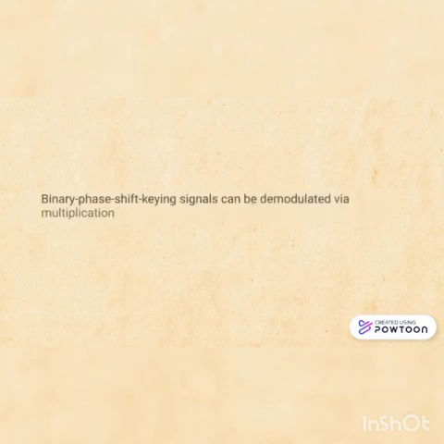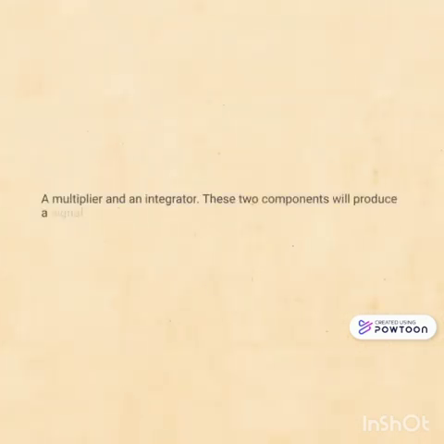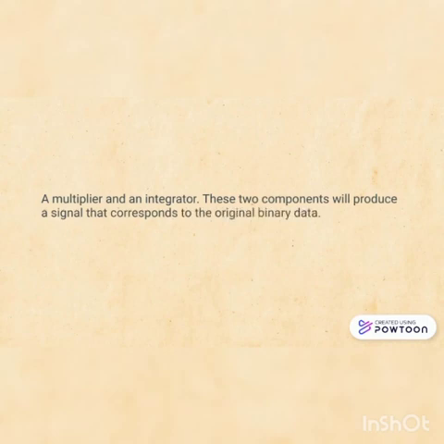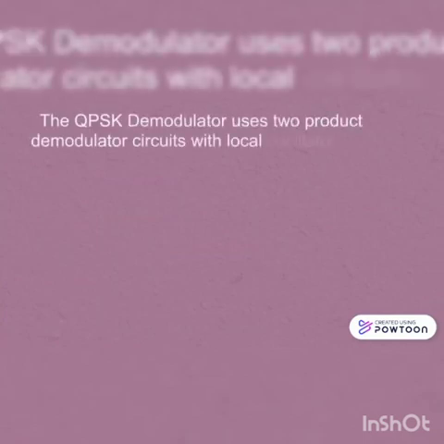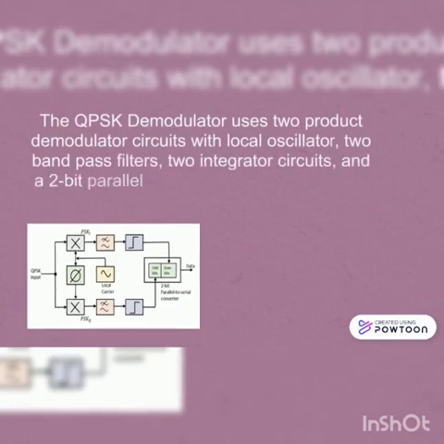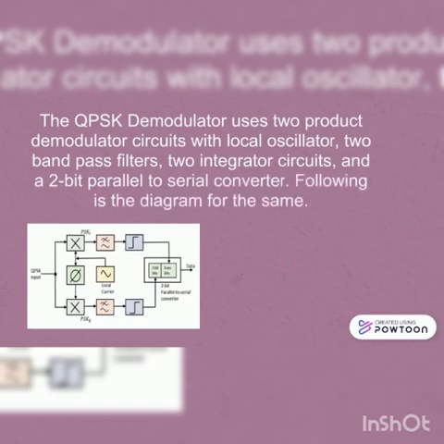Binary phase shift keying signals can be demodulated via multiplication followed by a multiplier and integrator. These two components will produce a signal that corresponds to the original binary state. QPSK demodulator. The QPSK demodulator uses 2 product demodulator circuits with local oscillator, 2 bandpass filters, 2 integrator circuits, and a 2-bit parallel to serial converter.